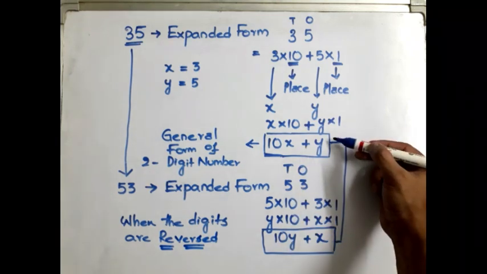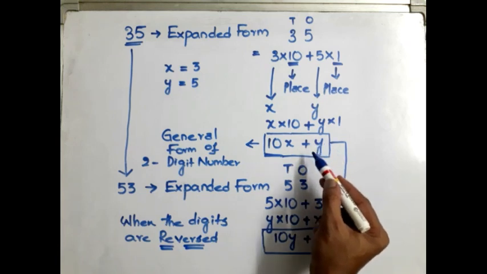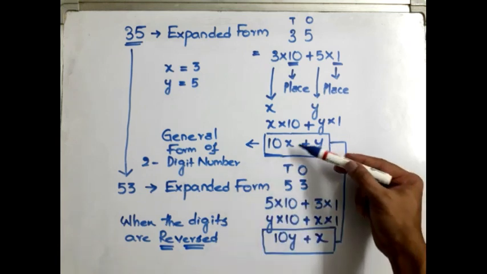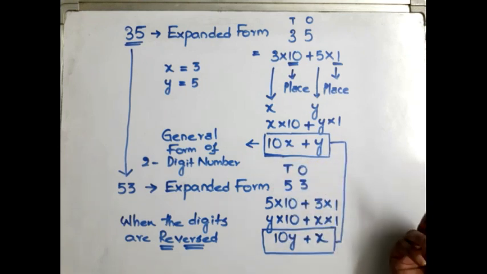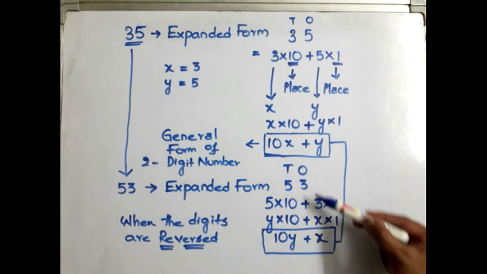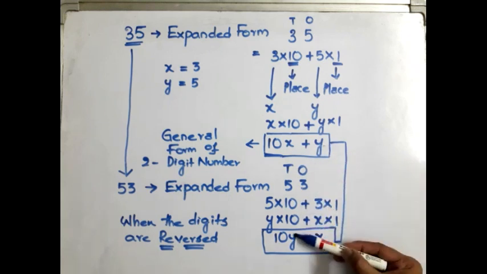So, the general form of a 2-digit number is 10x plus y, and when the digits are reversed, please be careful. The place values won't change. Look, 10's is 10's place, 1's is 1's place only. Only the digit x comes to the 1's place and y, which is in the 1's place, goes to the 10's place. Okay, this is the discussion which helps us to solve the next questions, and this is the general form of a 2-digit number. Now let us see what the general form of a 3-digit number is going to be.